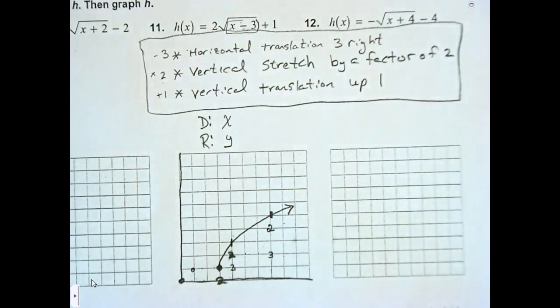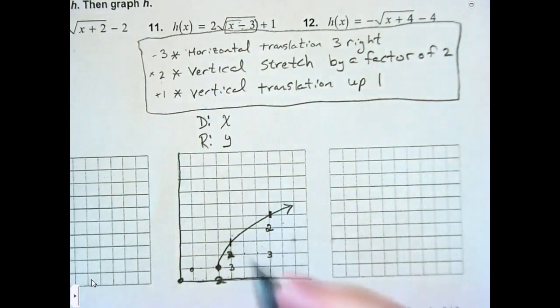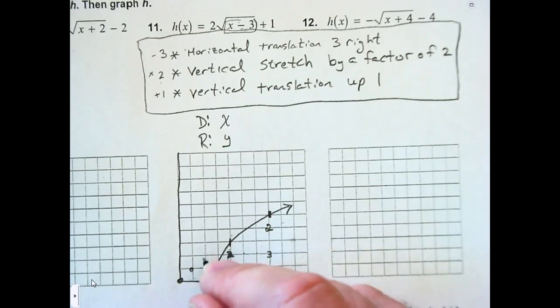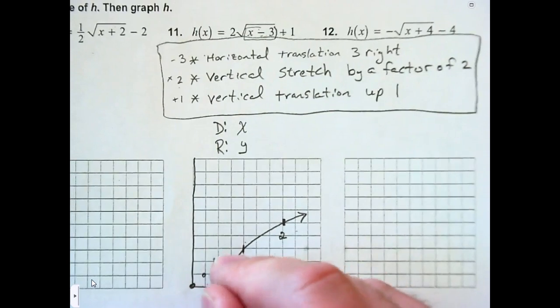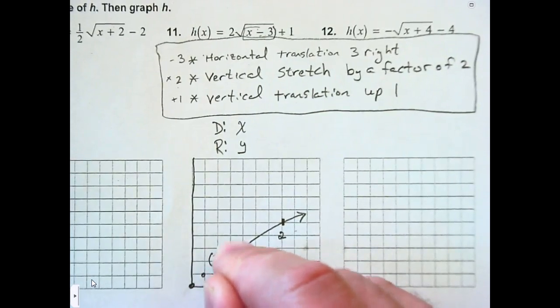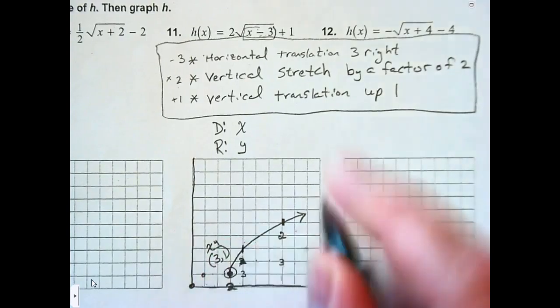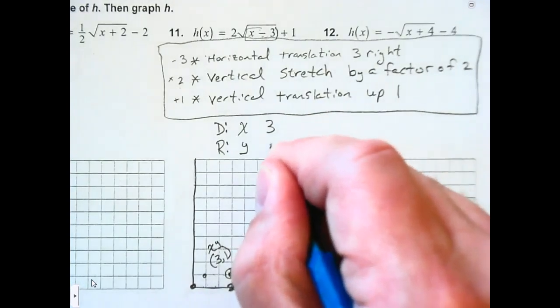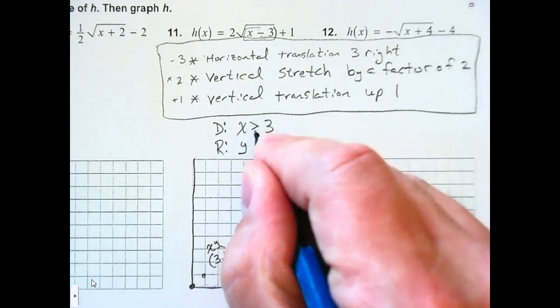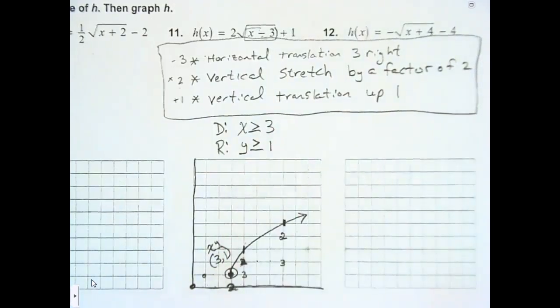All right, tell your neighbor what you got for domain and range. X is greater than or equal to 3. Y is greater than or equal to 4. All right, there we got it.